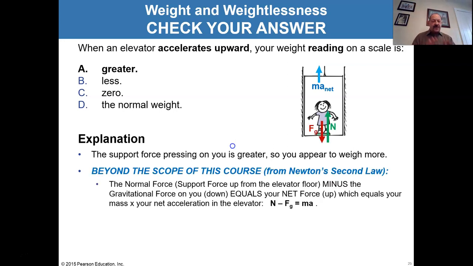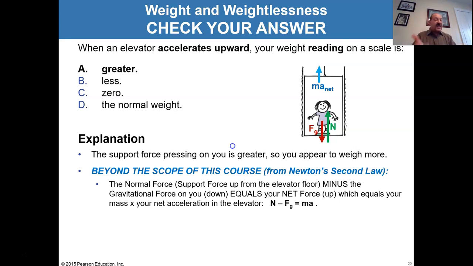Now, if you want to know the math, you don't need to know the math. The way to think about this is there are only two forces acting on you: your weight pulling down, that's F sub G, and the normal force, the floor pushing up against you. The difference of those forces produces a net force, which creates the acceleration of the elevator upward. So the net force is N, the support force pointing up, minus the force of gravity pointing down, and the difference is how you are accelerating times your mass, ma, the net force up.